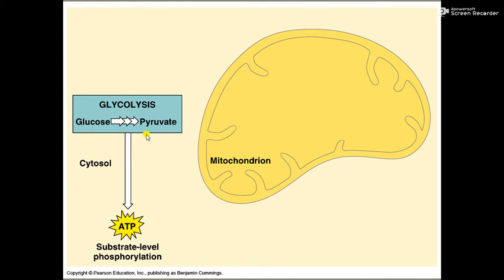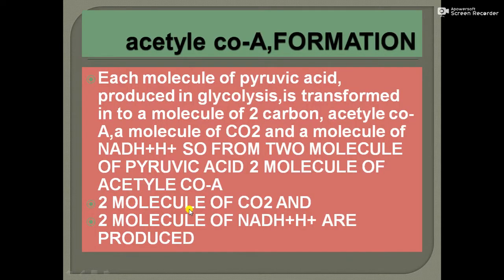So this is the glycolysis process. Glucose is broken down to pyruvate. It happens in the cytosol and 2 ATP is net gained. Then the second step, the acetyl-CoA formation.